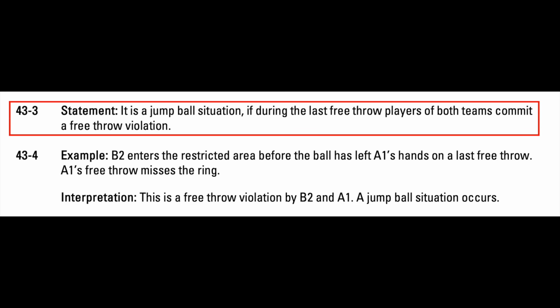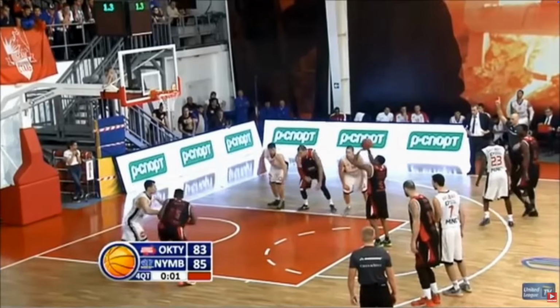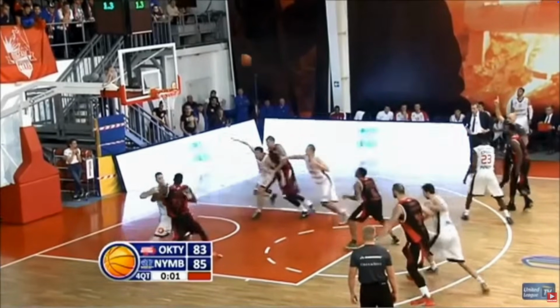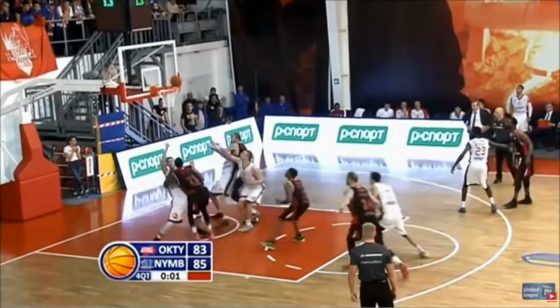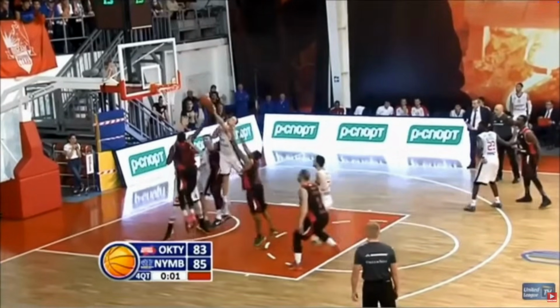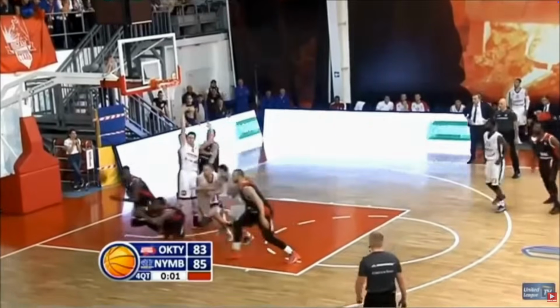Some people think the shooter violation takes precedence over any other violations, but in FIBA, if both B2, so Team B, and Team A violate, regardless of who they are, a shooter or just a player in the rebound space or the three-point line space, it is a free throw violation by both and a jump ball situation occurs. So one doesn't take priority over the other. If a player from both teams violates on a free throw, it is a jump ball situation.